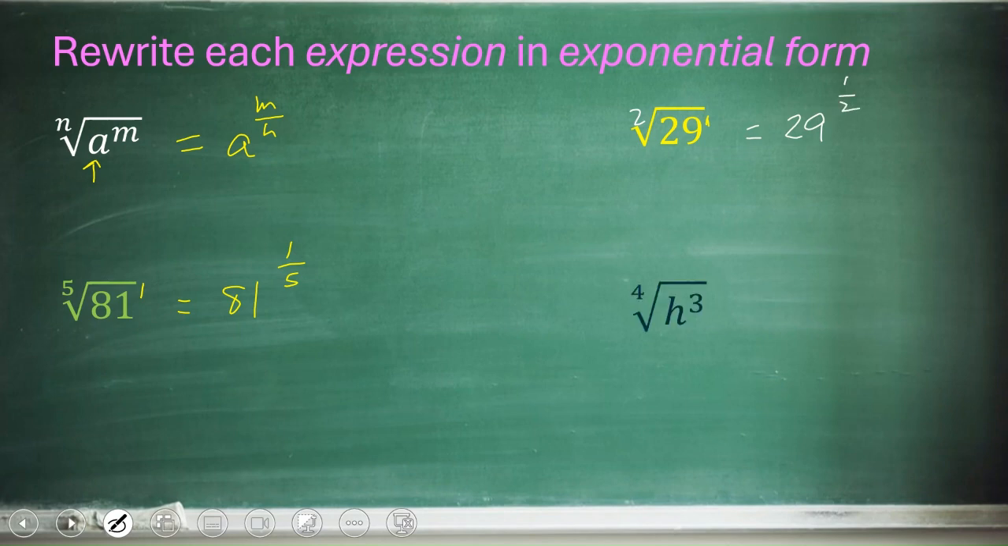All right, last one. We have the fourth root of h to the power of 3. Our base is h. That 3 goes in the numerator like we've done every other time. And that root of 4, the fourth root, becomes the denominator of our fractional exponent.